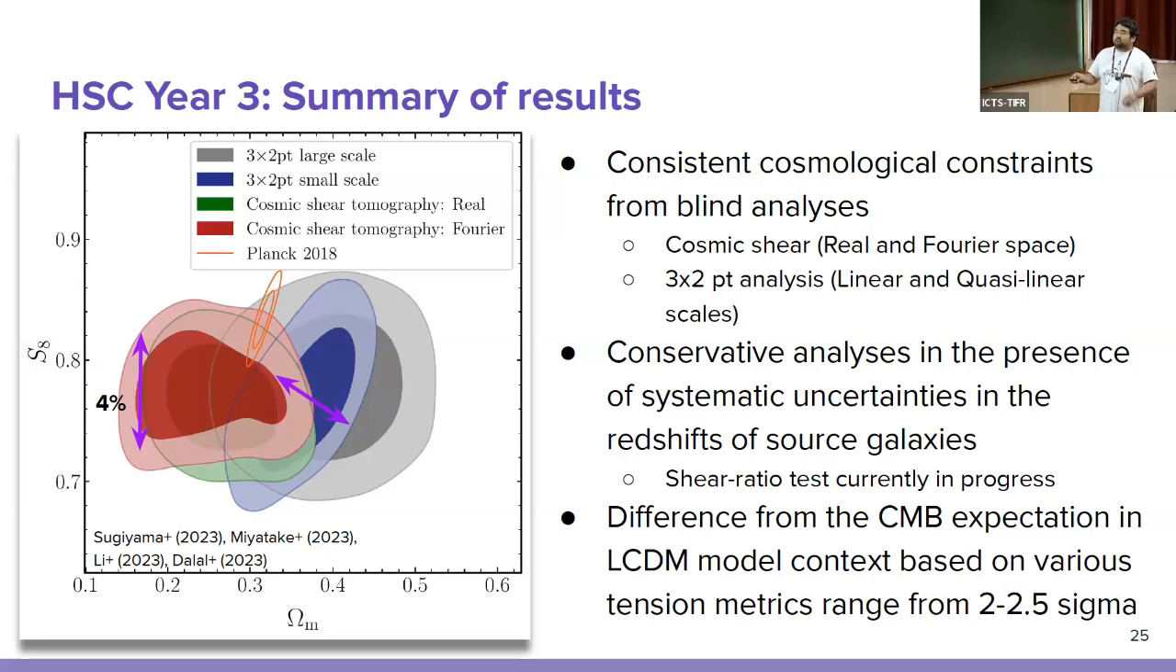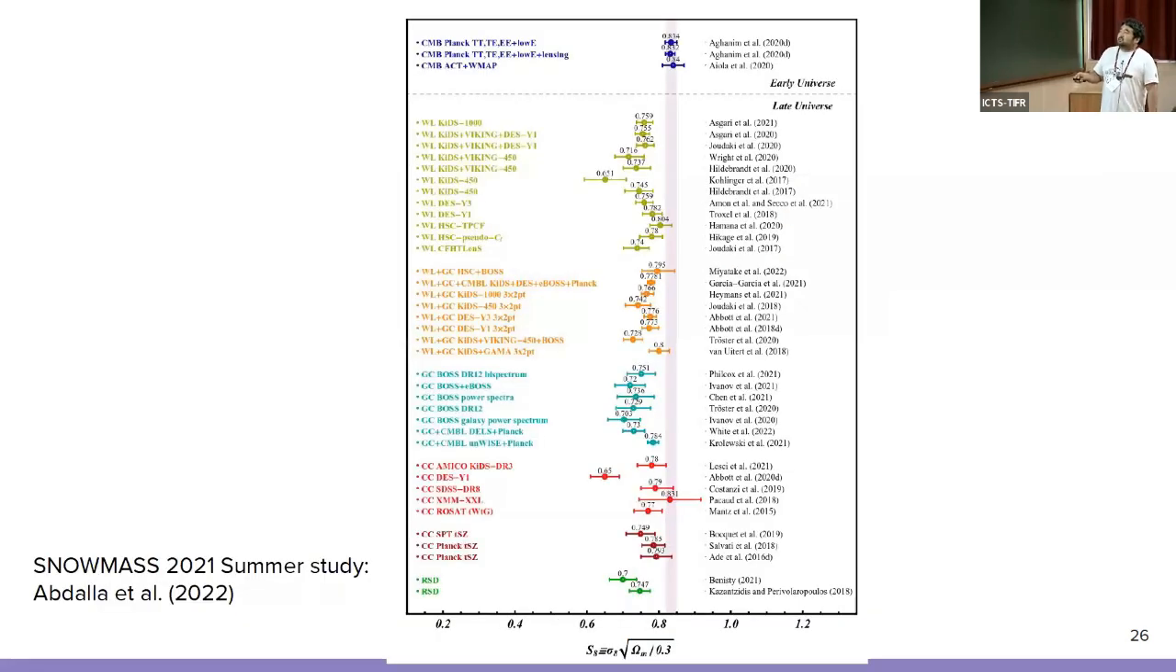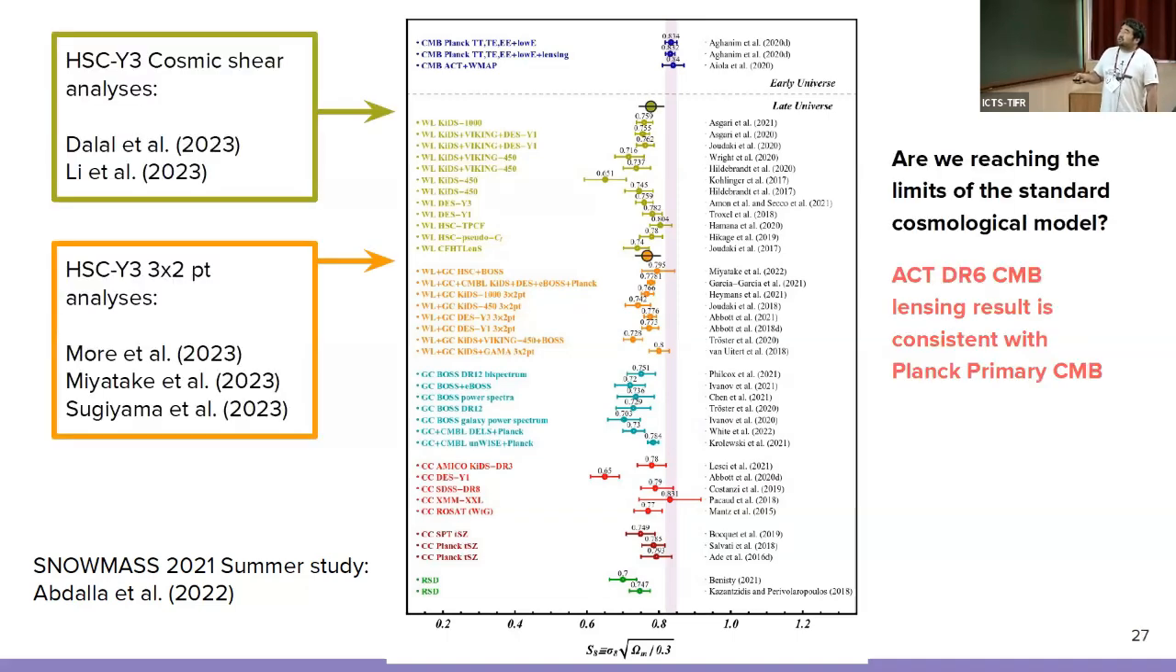We tried different tension metrics. This is the S8 plot I showed in the introduction, and when we added our analysis, it looks like this. It still prefers the small S8.